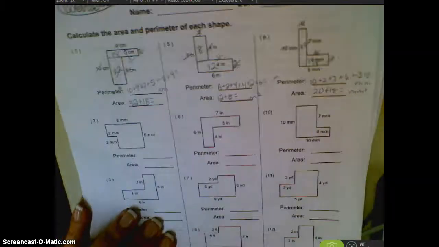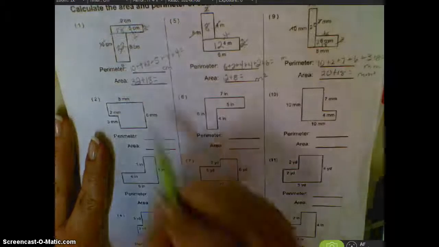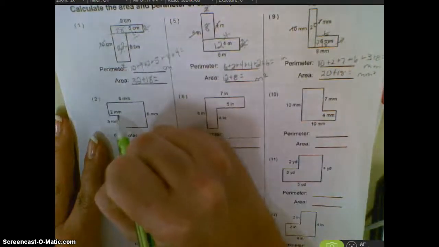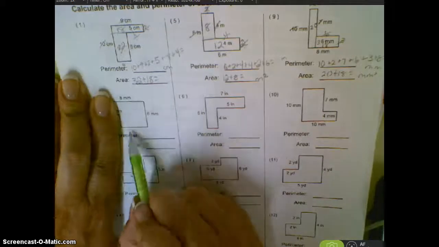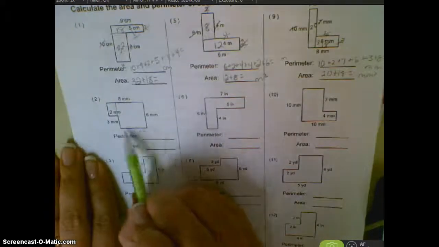I'm going to do one more with you, and then I'd like you to try the rest on your own. I'm going to do this teeny tiny little piece right here. I'm just going to cut it off for now, and I'm going to focus on the square. This is 8 total, but I know I don't want that whole thing. I want just this segment right here.